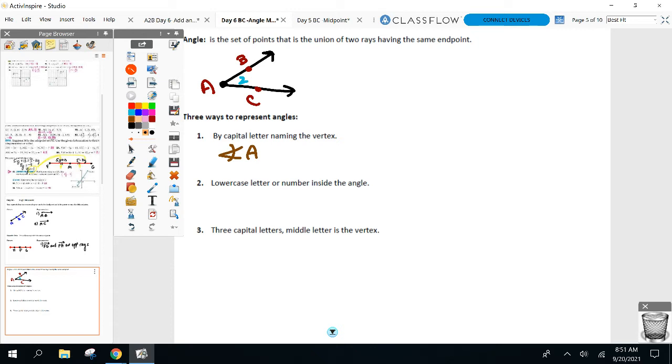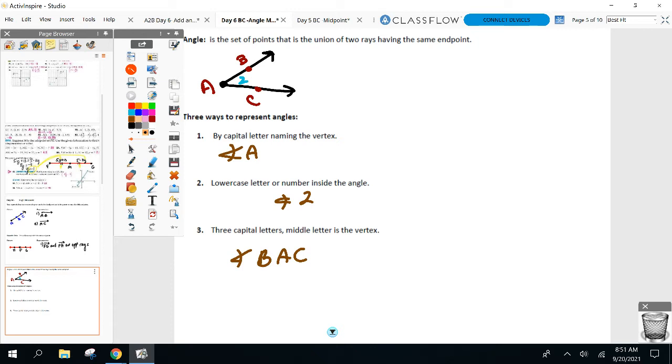Another way, and maybe once or twice during the year you'll see this again, but if there's a lowercase letter or number inside the angle, you can do it that way. So we could also name this angle 2. That's a rare one right there. Most of the time, I'm going to ask you to name it with 3 letters, where the middle letter is the vertex. What do I mean? Anybody got an example? Name that angle where the middle one's the vertex. BAC. You could also do CAB. So 3 different ways to name an angle.